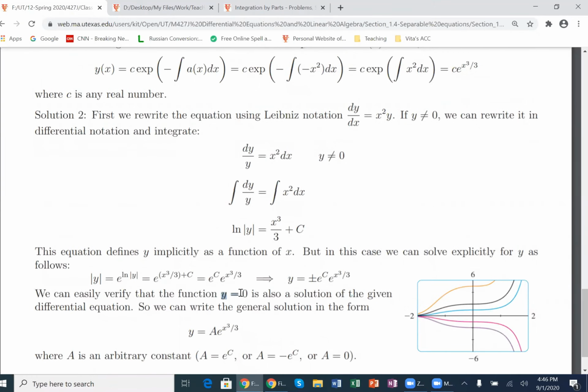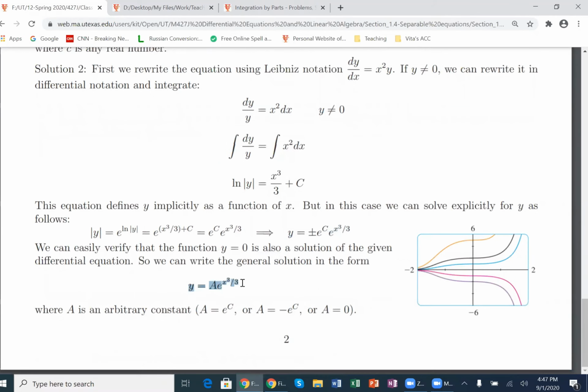So this is a solution of our equation, and this is a solution of our equation. We have two formulas. These two formulas can be combined in one formula, where capital A is any real number. In particular, if capital A is 0, we get this, because 0 times E is 0. If A is not equal to 0, we get this, because plus minus E to C can be any non-zero real number.